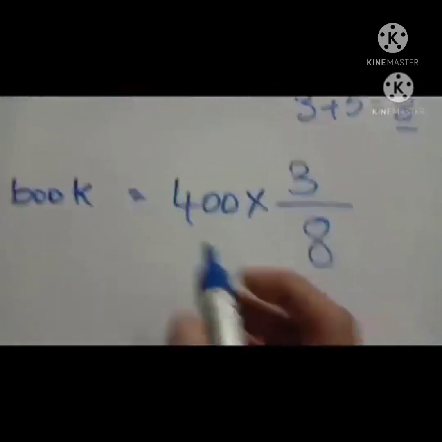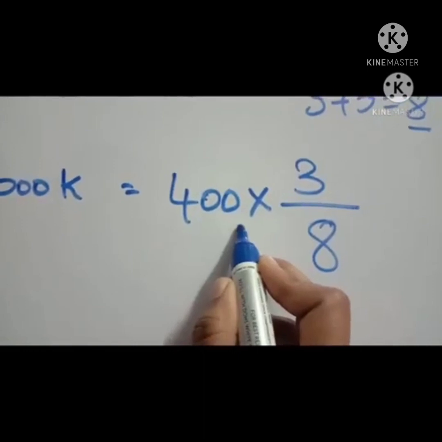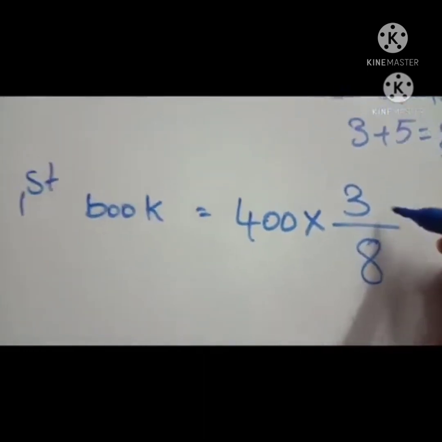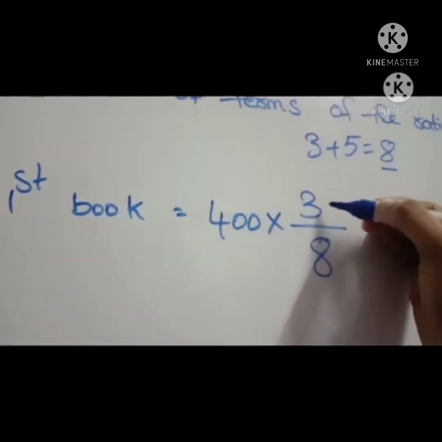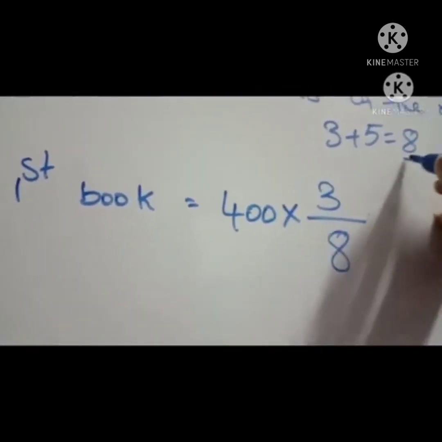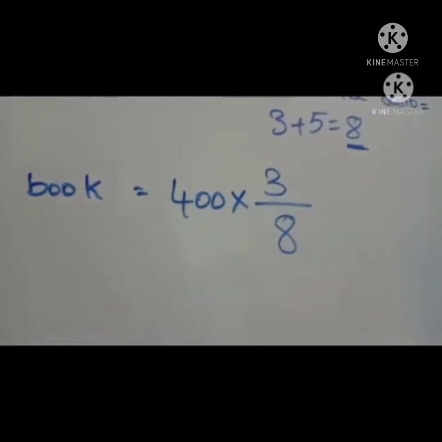See children, the formation. First, write the total cost. 400 is the cost of 2 books, so write this 400, into, and which book are we finding now? The first book, so in the numerator write 3, in the denominator write 8. 8 is the sum of the terms of the ratio. Now write that 8. Again do the cancellation.